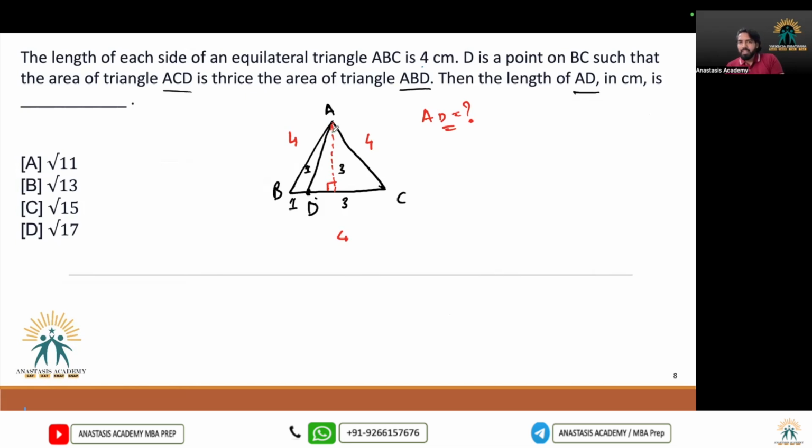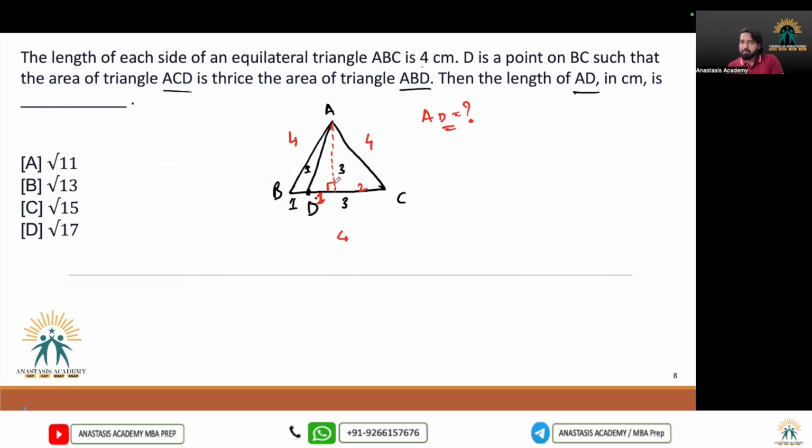See, if I drop a perpendicular, I know it bisects BC, correct? So this distance would be 2. I know this whole distance CD is 3, so BD would be equal to 1, right? Because the ratio was 1:3 and the total length was 4. So this CD was 3 and BD was 1.